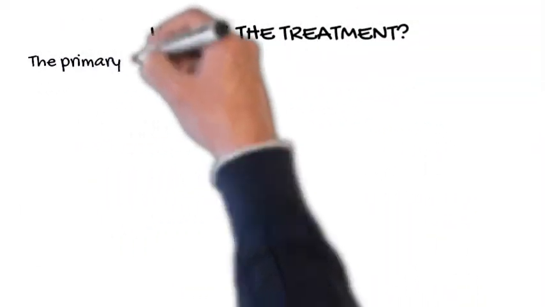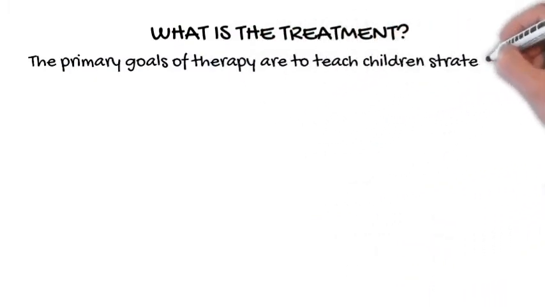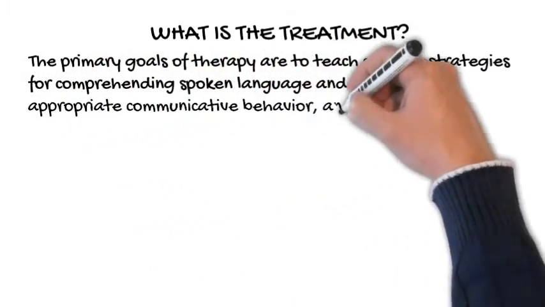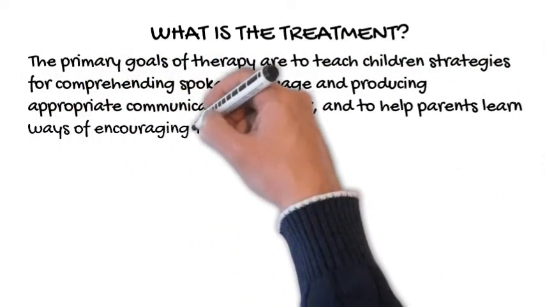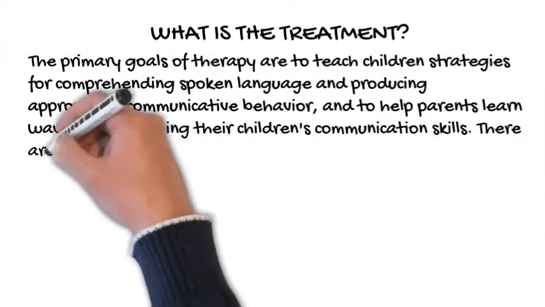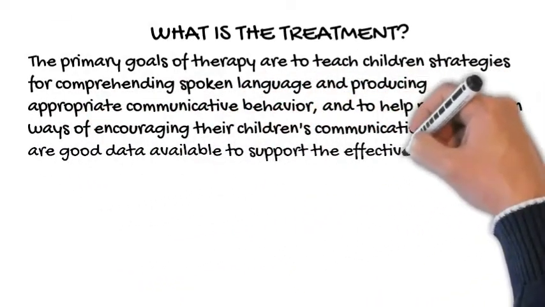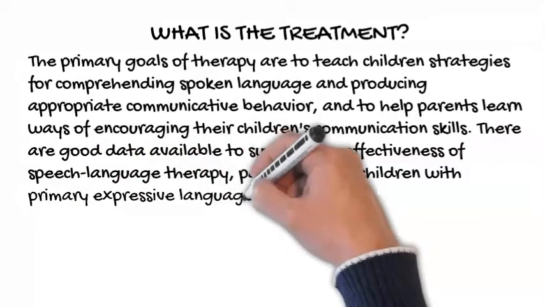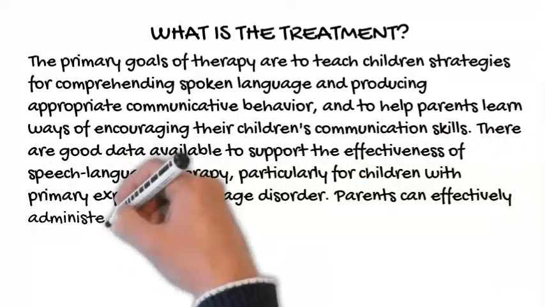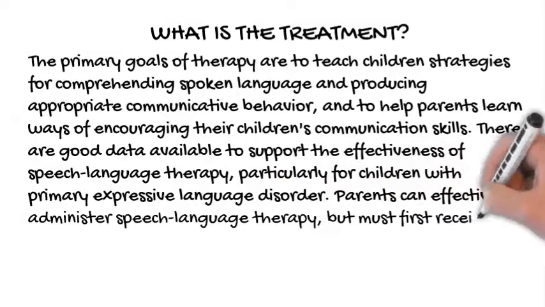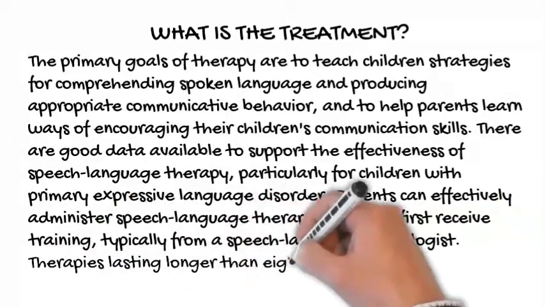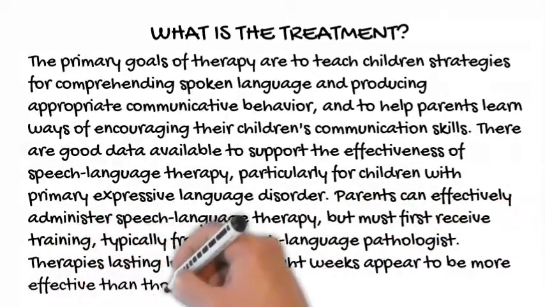What is the treatment? The primary goals of therapy are to teach children strategies for comprehending spoken language and producing appropriate communicative behavior, and to help parents learn ways of encouraging their children's communication skills. There are good data available to support the effectiveness of speech-language therapy, particularly for children with primary expressive language disorder. Parents can effectively administer speech-language therapy, but must first receive training, typically from a speech-language pathologist. Therapies lasting longer than 8 weeks appear to be more effective than those lasting less than 8 weeks.